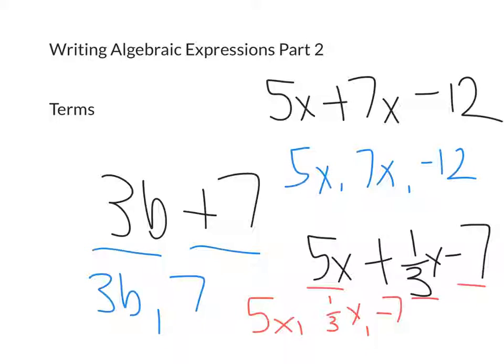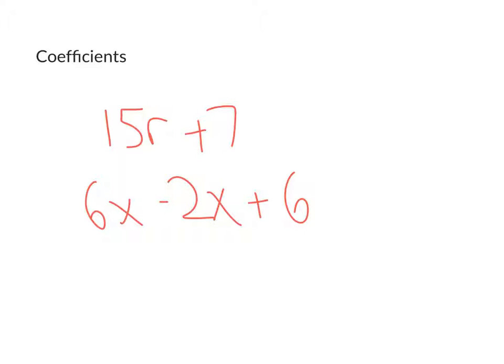That's just the rules. Okay, so now we have a new vocabulary term. It's called coefficients. And coefficients are simply the number that is in front of a variable. So if we look at this expression here, 15r plus 7. What's the variable? R. 7 is a constant, so the variable part is the 15r. What's the number in front of r? That's 15, so the coefficient is just 15.